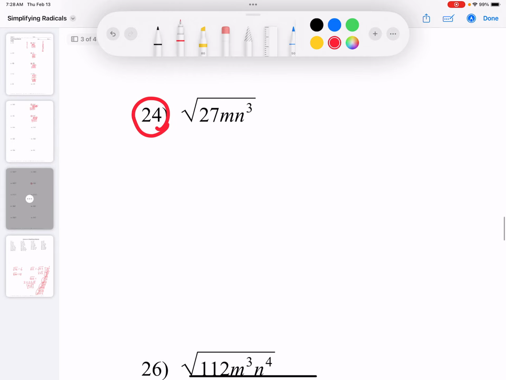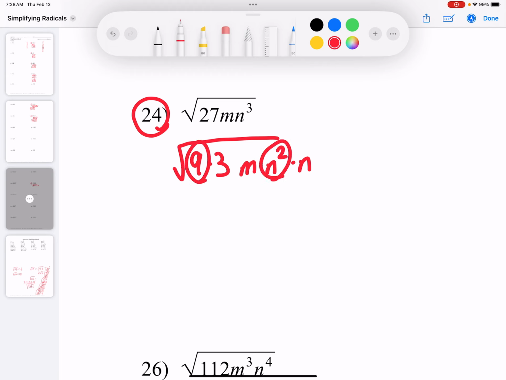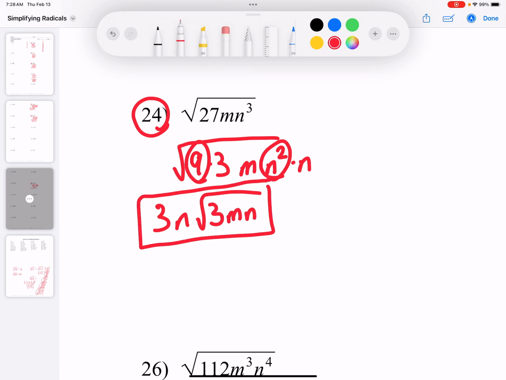So, last one here that I'm going to do. So we've got the square root of 27 can be written as 9 times 3. Then we have m, and then n to the third can be written as n to the second times n. So I can take the square root of 9 and n to the second. So the square root of 9 is 3. The square root of n to the second is n. And everything else that I didn't circle stays underneath my radical. And that's going to be it.